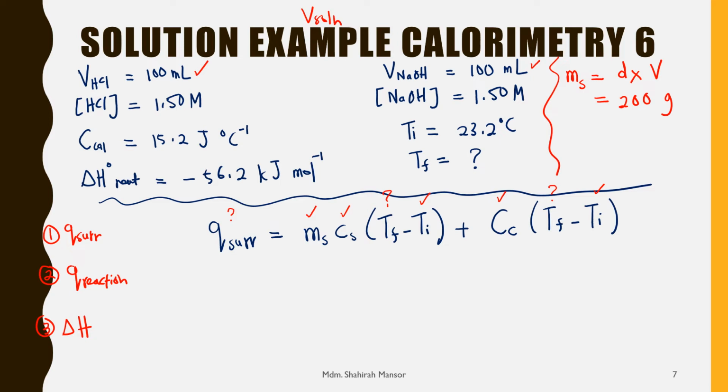Okay, so di sini kita tak tahu Q surrounding. Bila tak tahu Q surrounding, maka you tak boleh cari nilai TF. So what you have to do adalah you kena cari nilai Q surrounding dahulu. So how to find the nilai of the Q surrounding? Kita dah ada nilai enthalpy of neutralization di dalam soalan. So bermaksud awak akan bermula daripada bawah naik ke atas. Okay, so let's start with enthalpy of neutralization.